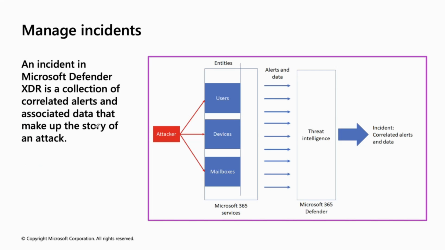Okay. For example, when an attacker is trying to attack any user, device or mailbox, Microsoft 365 services start generating alerts and sending these alerts to Microsoft 365 Defender. Microsoft Defender's threat intelligence capability starts creating an incident, and all the related alerts come together and make an incident. Got it?